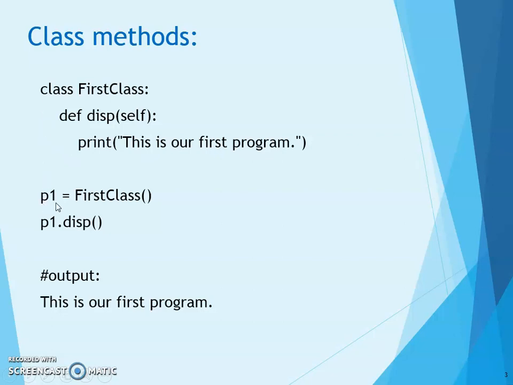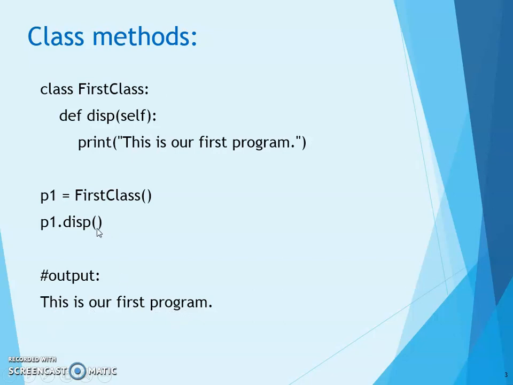Here in the program, we are creating an object. The name of the object is P1 of this class. This is the syntax to create an object that we studied in the last session. Once the object is created, by using this object and a dot operator, we can access the class method. The name of the method is disp, so we have written the syntax as p1.disp. Once this method is called, whatever statements are inside the method will be executed. Here we want to print this string, so the output will be, this is our first program.